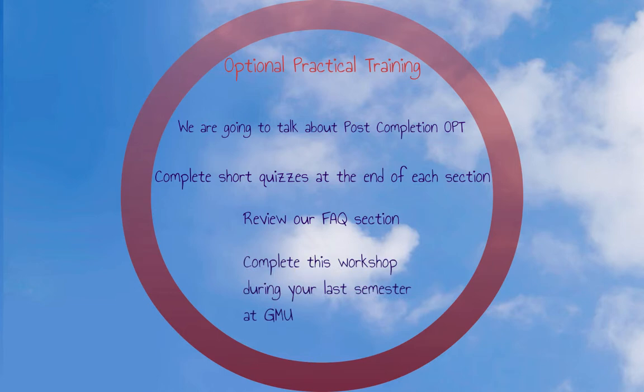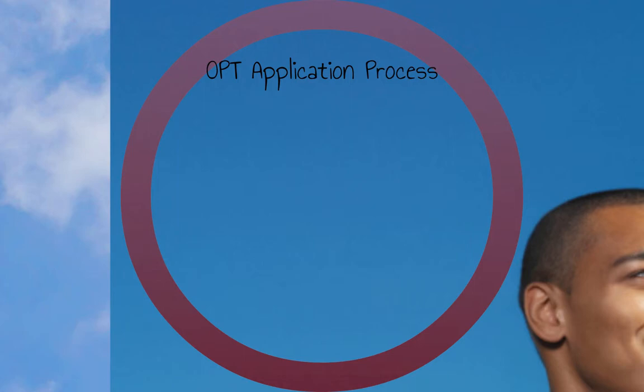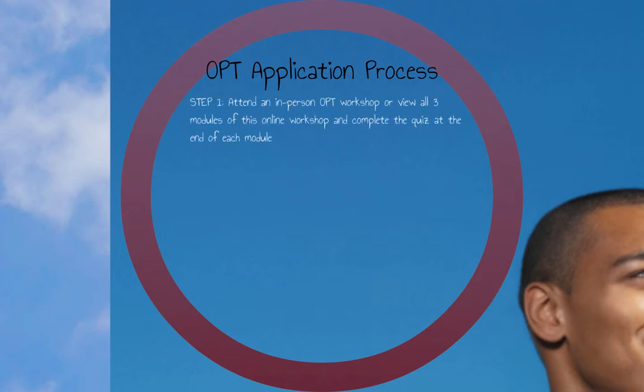OIPS recommends that you complete this online workshop at the beginning of the last semester of your academic program. There are several steps to follow in order to apply for an optional practical training. Step 1. Attend an in-person OPT workshop conducted by OIPS or view 3 modules of this online workshop and complete the quizzes at the end of each module.